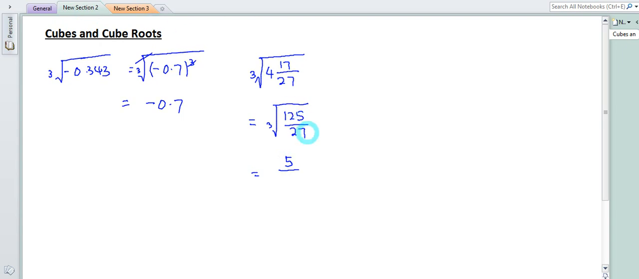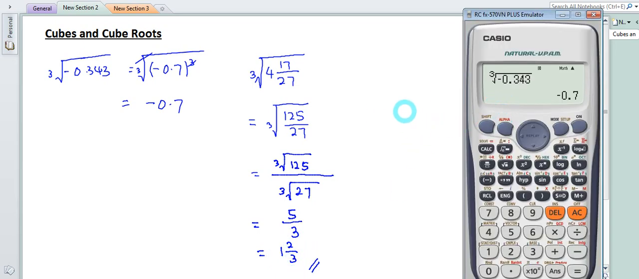Or you can write one more step like this. You can separate them into 2 parts if you want. If you don't want, you can go straight to the answer. Okay, here the cube root of 125, you know this is 5. Cube root of 27, which is 3, right? So you want to change back to a mixed number, it is 1 and 2/3. So if you use a calculator, you can do it faster.